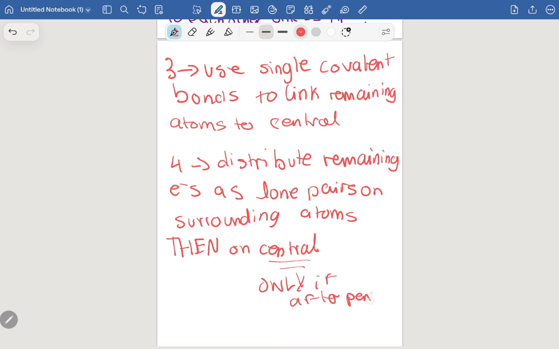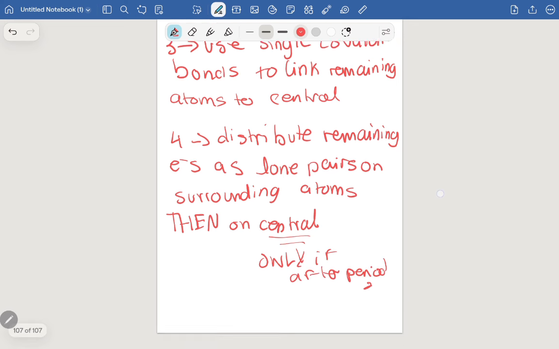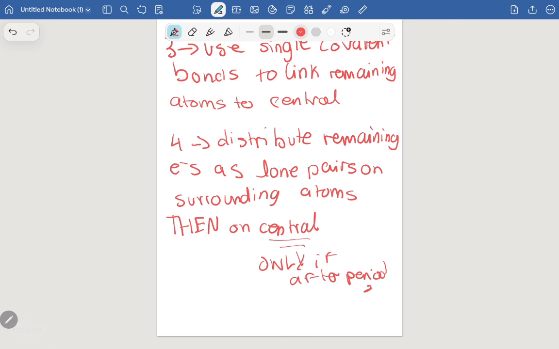And now the fifth step: we check if the octet rule is complete. If the octet rule is not complete, then what do you start doing? You start with the double and triple bonding. Okay, so this is all of the rules.